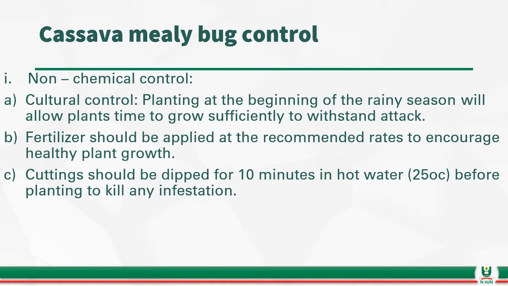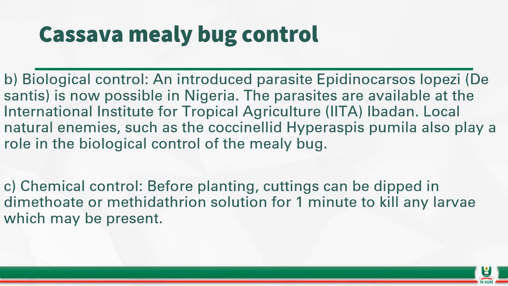Also, before you plant your cassava cuttings, you should dip them in hot water for 10 minutes, and the hot water should not be more than 25 degrees centigrade so that you will not kill the cutting itself. It's not boiling water, it's just hot water. You dip it inside for 10 minutes before planting to kill the cassava mealybug that is inside the stem. So these are the ways of.